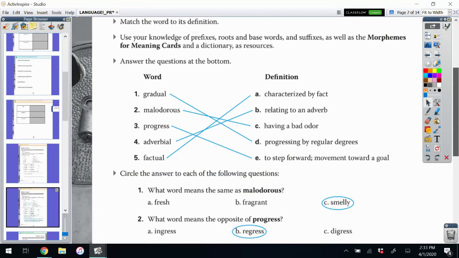Okay, let's look at the answers. Number 1, gradual. Gradual means progressing by regular degrees. Number 2, malodorous. That means having a bad odor. Progress, to step forward, movement toward a goal. Adverbial means relating to an adverb. Factual means characterized by fact.